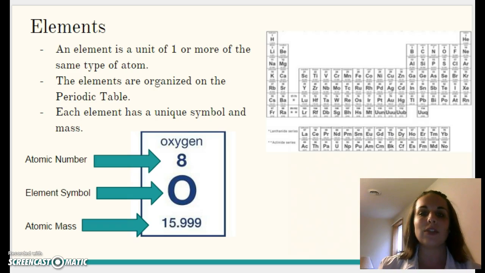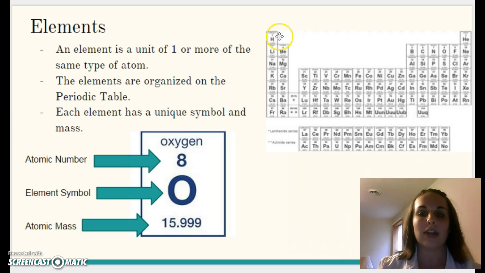Now when a bunch of the same type of atom get together, we have elements. So an element is a unit of one or more of the same type of atom. And they're arranged on the periodic table. And you guys have probably seen these tables up in our science classrooms. So when we're taking a look at an element, we have oxygen as an example here, you will see the atomic number listed. The atomic number tells you how many protons are found in that specific atom.